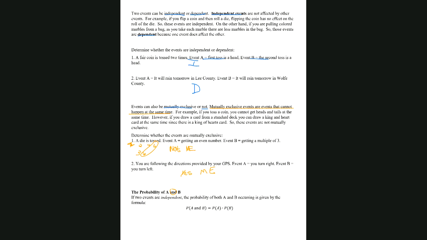So if 2 events are independent, so the events have to be independent, the probability of both A and B occurring at the same time is given by the formula: the probability of A and B is equal to the probability of A times the probability of B. All right? So A and B both have to happen at the same time.